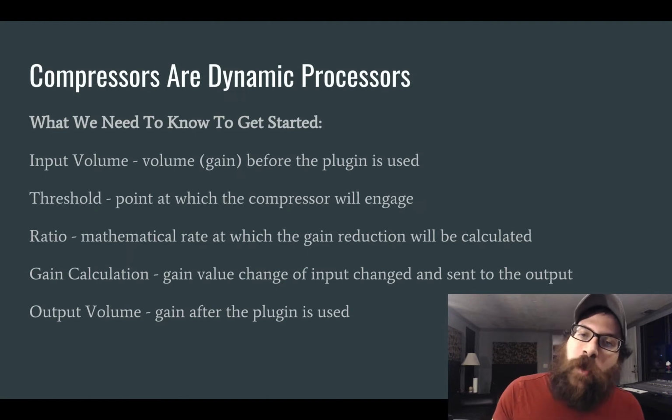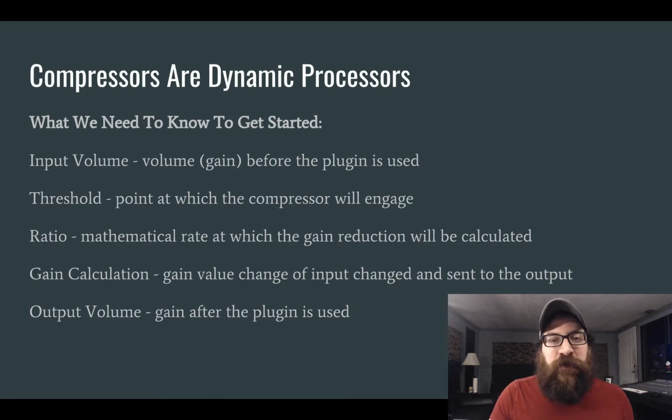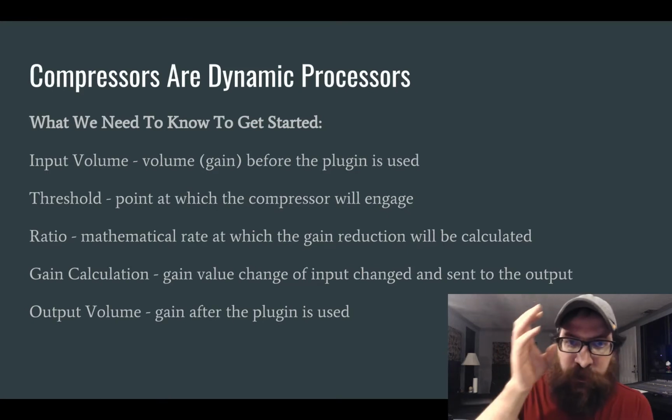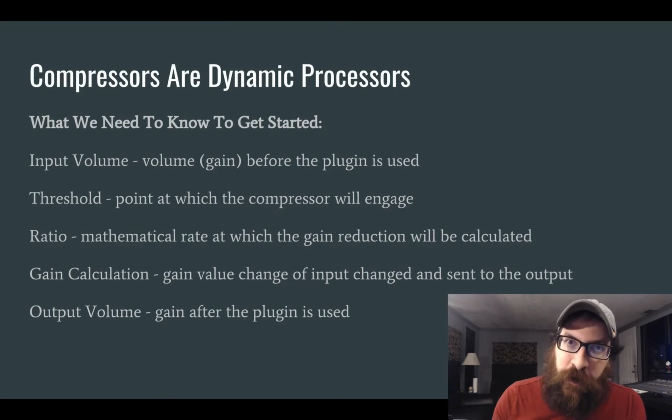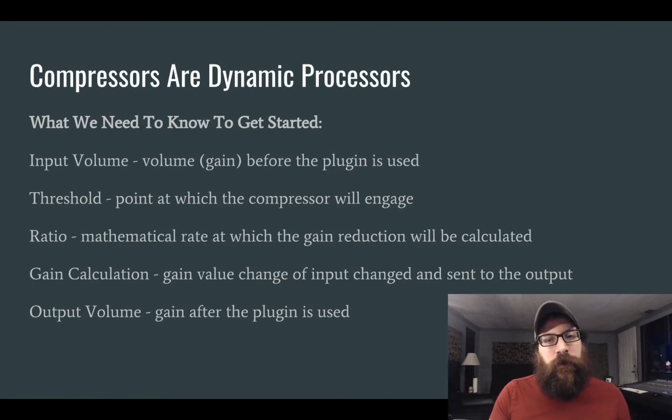Compressors are dynamic processors, meaning they affect the volume. Here are the few things we need to know in order to get started in understanding compressors. We need to know input volume. Volume or gain just means change of volume. When people ask you to adjust the gain, that just means raise it or lower it, in decibels. One decibel up, one decibel down, that's a gain adjustment. So the volume before the plugin is used is your input volume.